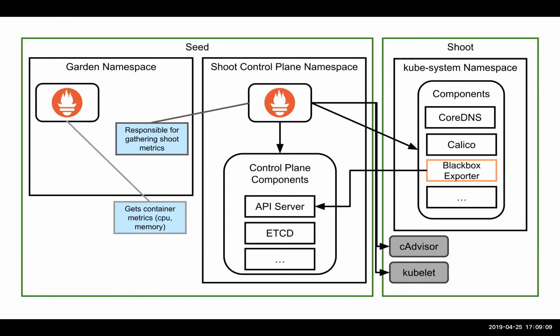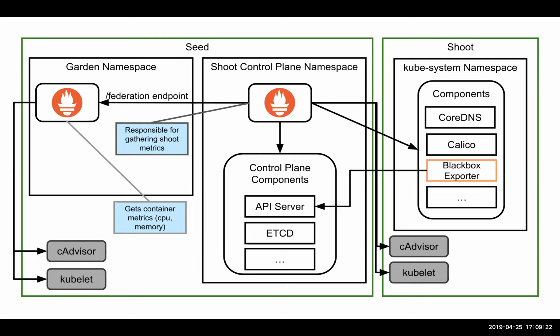We haven't talked about the Prometheus in the garden namespace yet. What it does is gather all of the container metrics, like CPU and memory, of all the containers in the seed. Just like how the shoot control plane namespace Prometheus scraped the cAdvisor and the kubelet, the Prometheus in the garden namespace also scrapes the cAdvisor and the kubelet inside the seed. So this gets all the CPU and memory metrics of the containers running inside of the seed. Then our Prometheus that's responsible for the shoot scrapes the Prometheus in the garden namespace via a federation endpoint and gets the metrics inside of its namespace. So it gets the CPU and memory metrics for the API server running in its namespace, and all of that data is stored inside of our Prometheus.